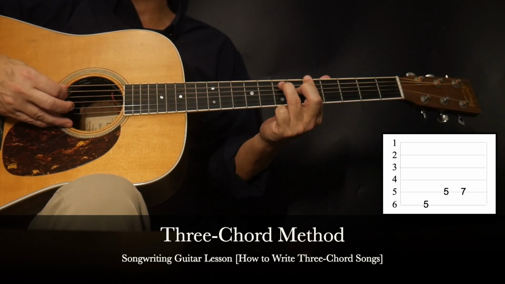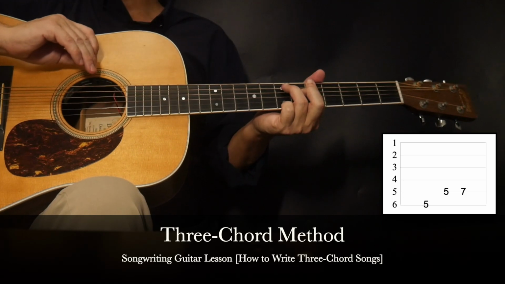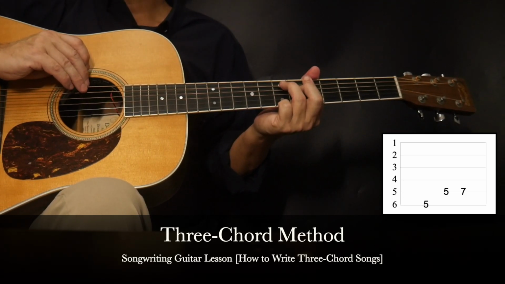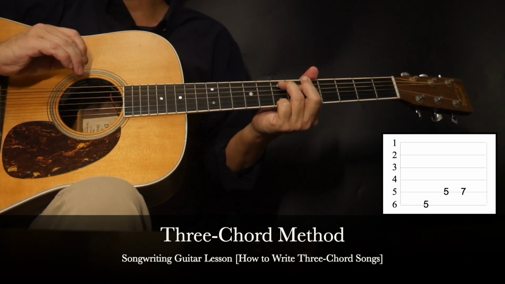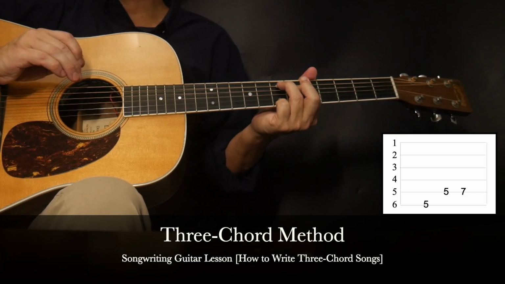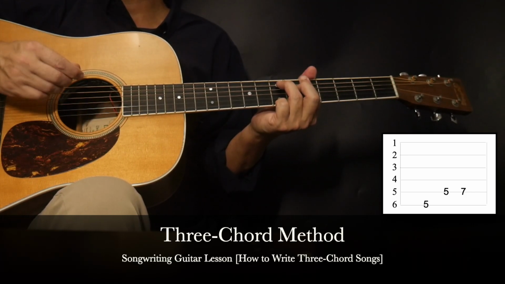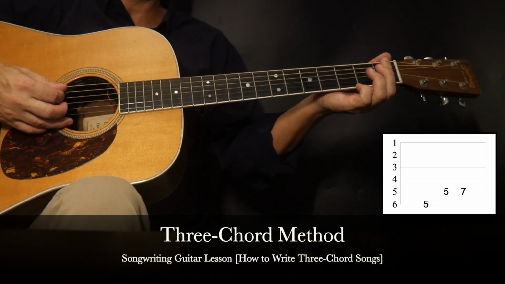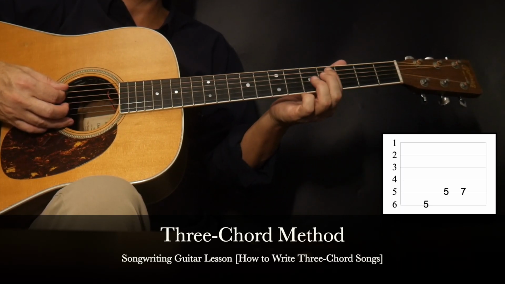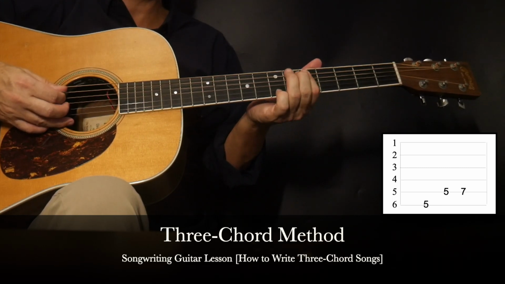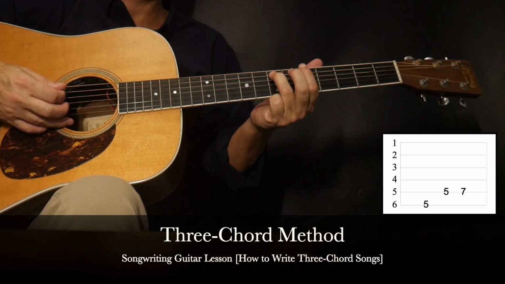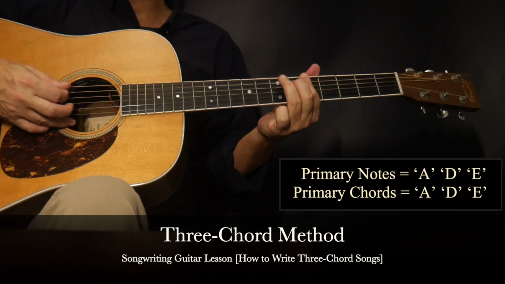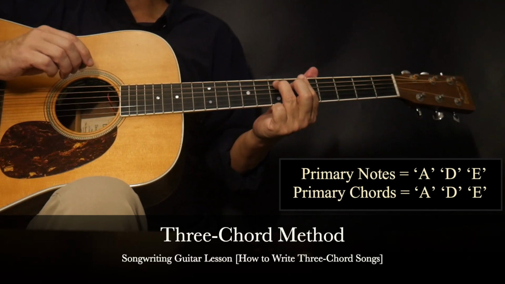Dun, dun, dun. Now, those 3 letter notes will correspond to the 3 chords, the 3 primary chords, in the key of A. So A, and then that fifth string, fifth fret, A, A sharp, B, C, C sharp, D, A, D, D sharp, E, A, D, and E. Now we're going to strum.